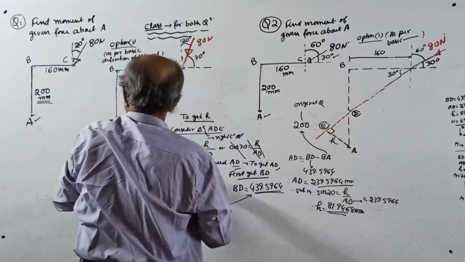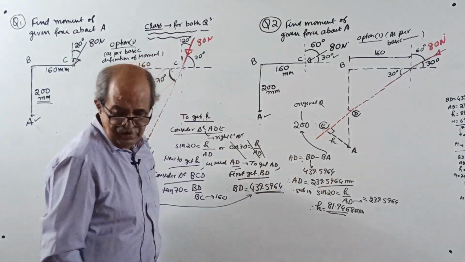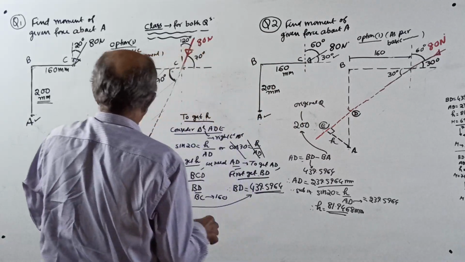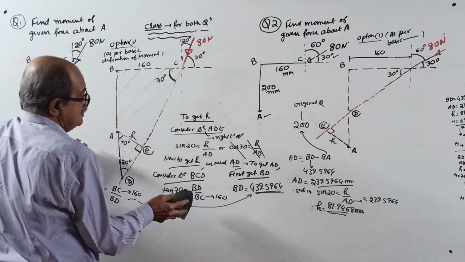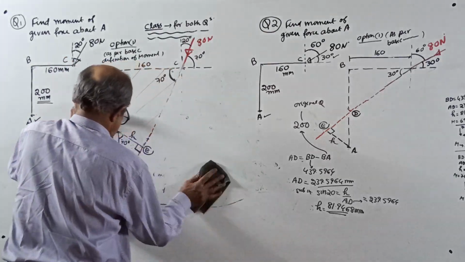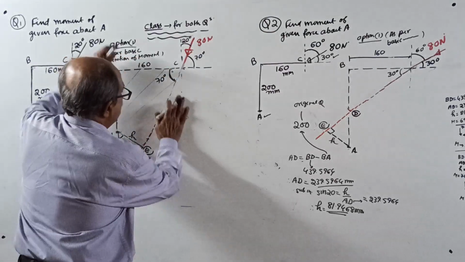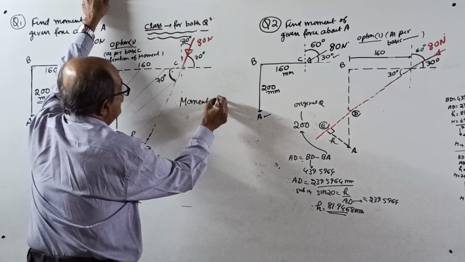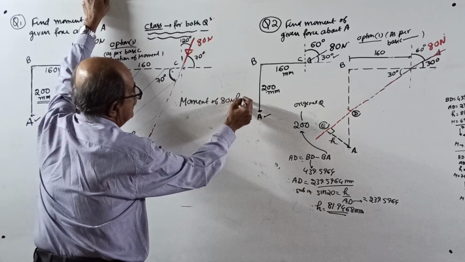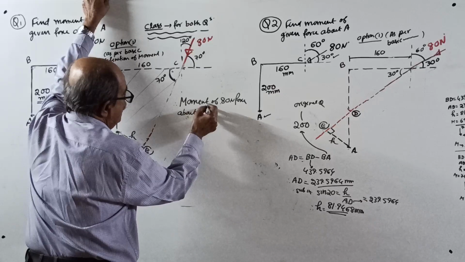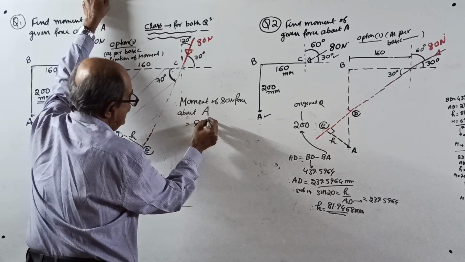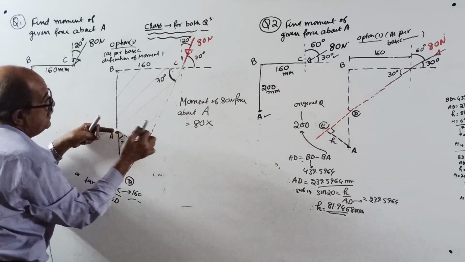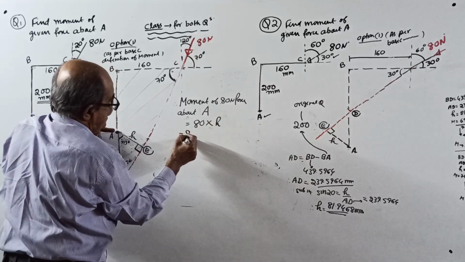Everything is over. Now I will remove all this so that I can go for the moment calculation. See here correctly, how to find the moment now? We got h. Everything is over now. I am removing this full sketch. H we got. Therefore, moment of that 80 Newton force about A equal to 80 into perpendicular distance h.